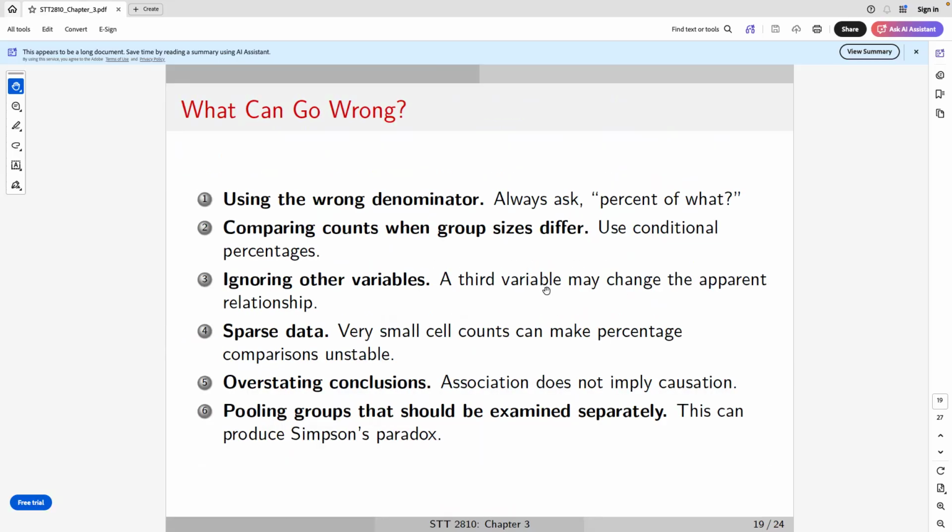So sometimes, what are the common mistakes students make? One, they can be comparing using the wrong denominator. Is that okay? And then sometimes they could also be overstating. So for example, we learned that association does not imply causation. If you try to imply that association implies causation, you are trying to overstate the conclusion.